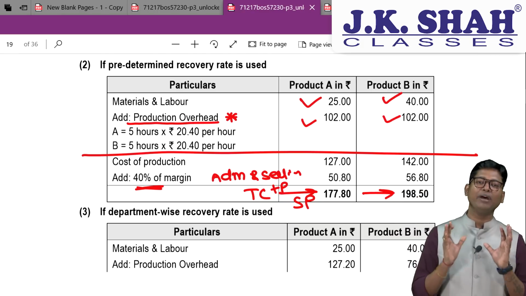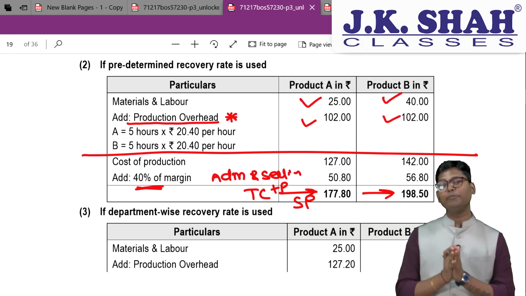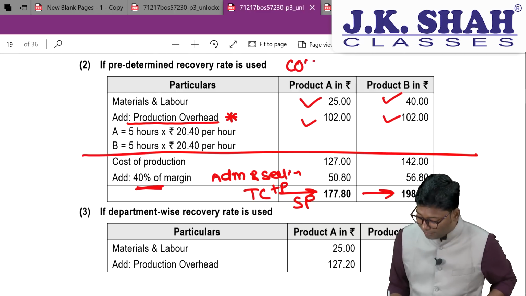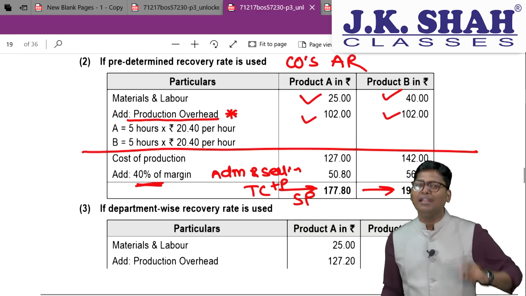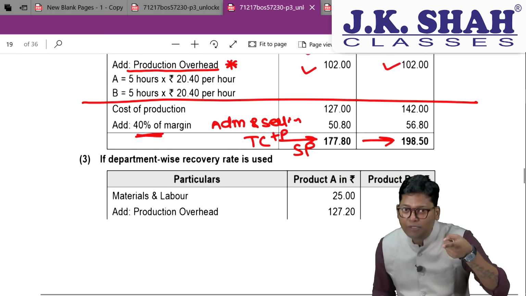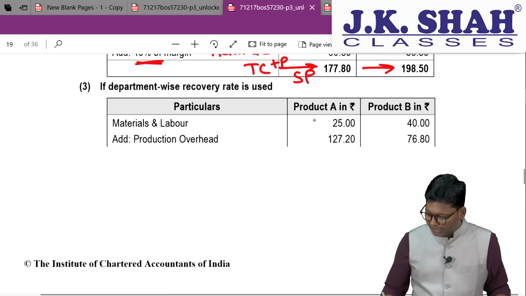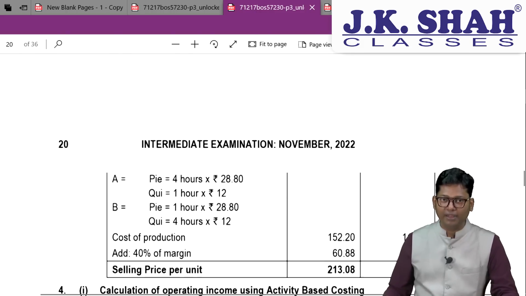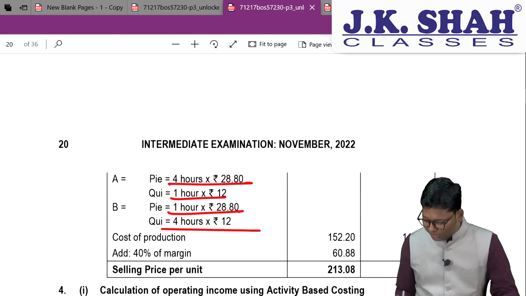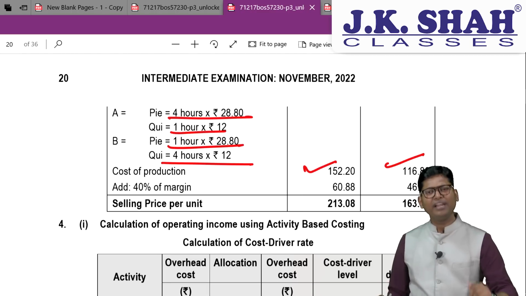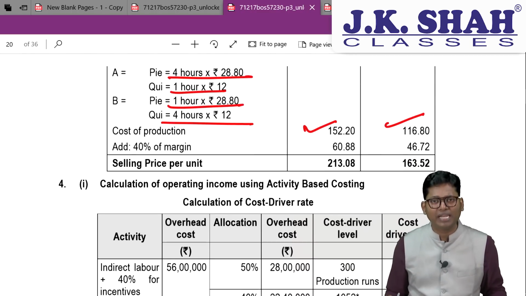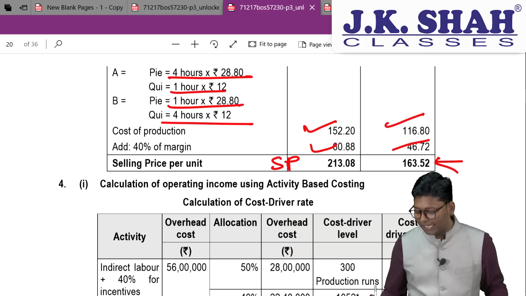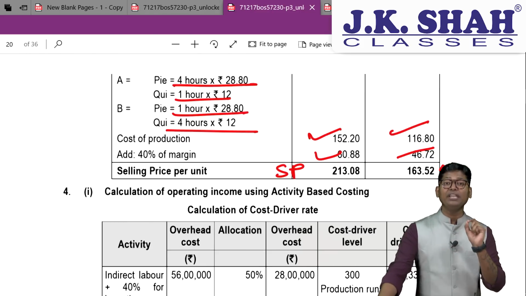That's why my 177.80 and 198.50 is nothing but the selling price, and this is the price computed using the company's absorption rate. The same calculation you need to repeat using the department rate. Now see here, material and labor cost is recorded, done. Now for calculation of production overhead, first department-wise rates are considered, then department-wise overheads are computed, and again of that amount a 40% margin is added. When the 40% margin is added, again we have computed the selling price, but these are the selling prices computed using the department's rate.